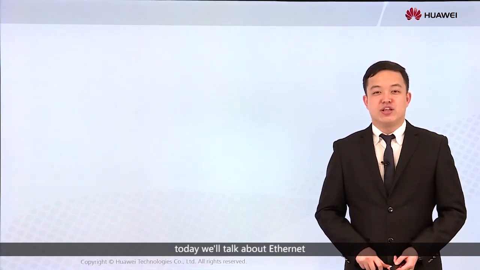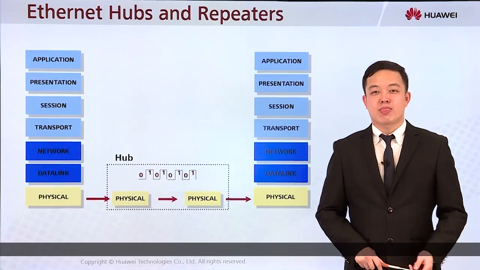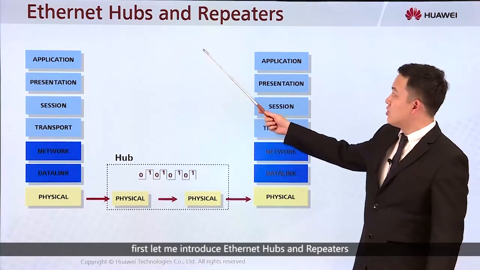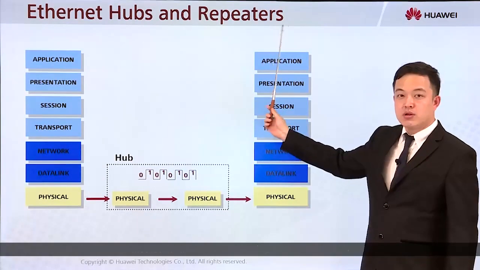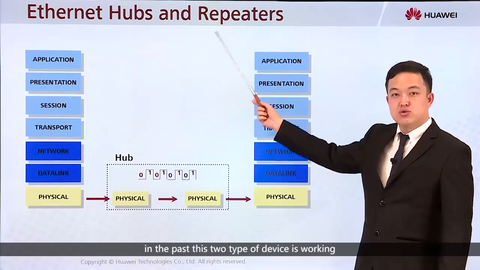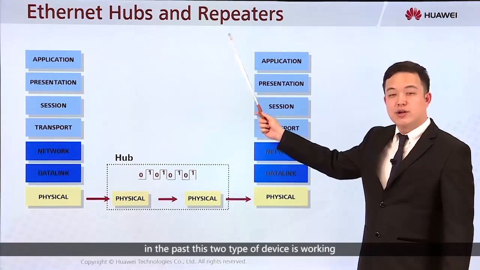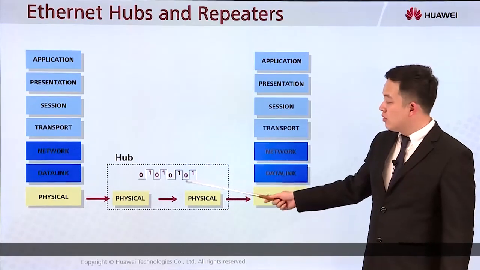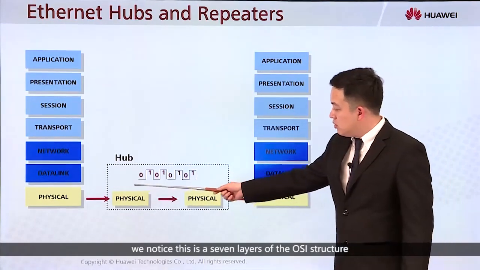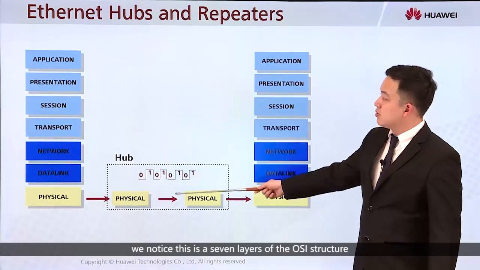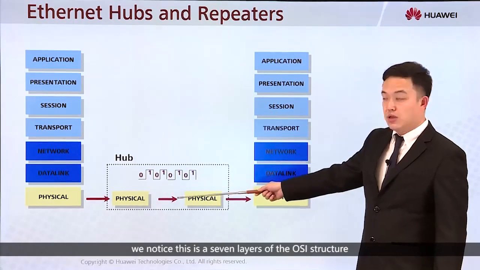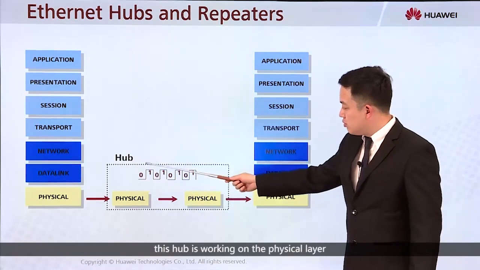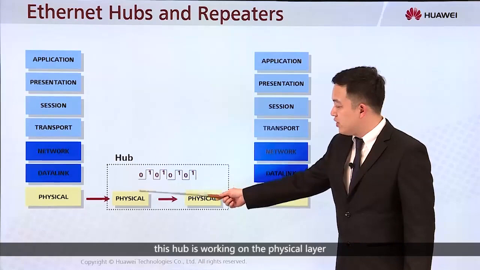Today we'll talk about Ethernet. First, let me introduce Ethernet hubs and repeaters. In the past, these two types of devices worked at the physical layer of Ethernet. We notice this is the 7 layers of the OSI structure. This hub is working at the physical layer.